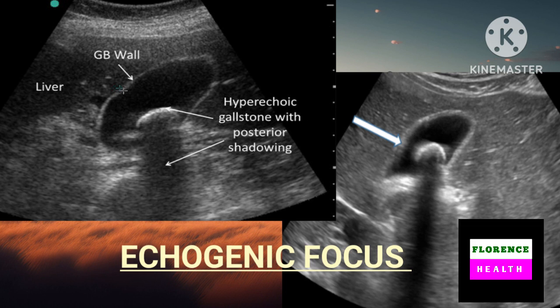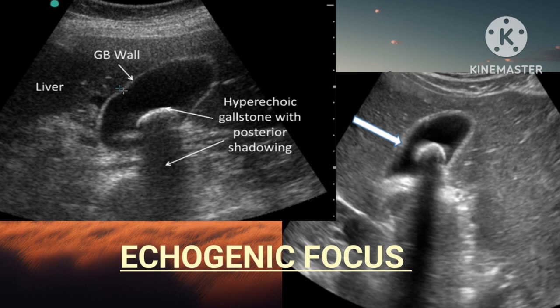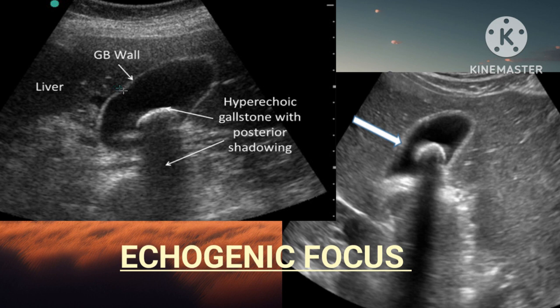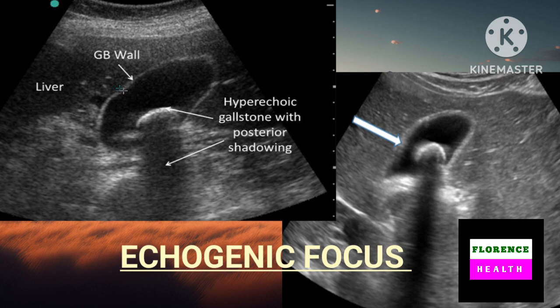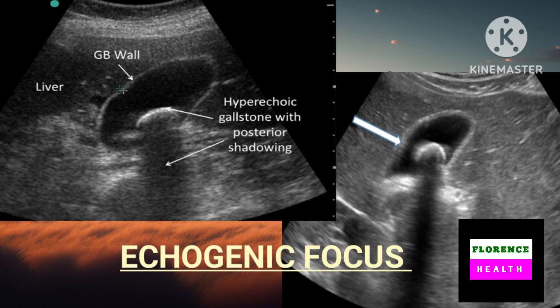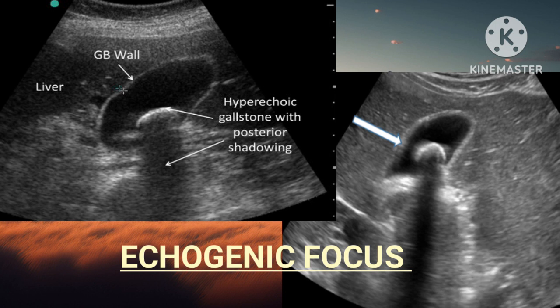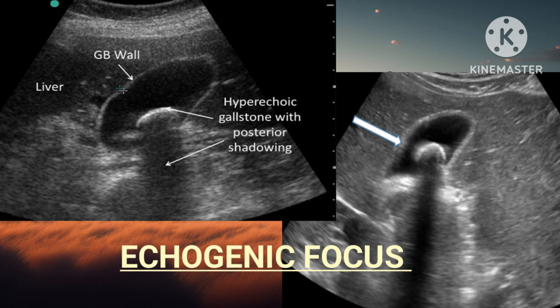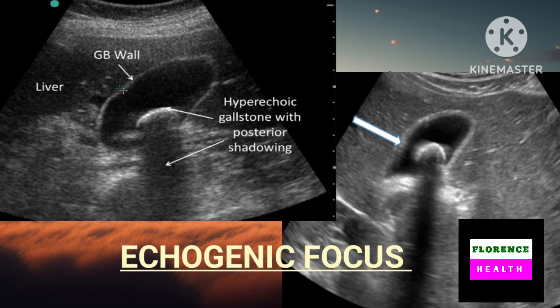This slide shows an echogenic focus inside the gallbladder. It may be a stone, a polyp, sludge, or a growth inside the gallbladder. But one thing is certain, there is an echogenic focus inside the gallbladder. Stone and very rarely sludge have posterior acoustic shadow, and in the rest of the cases there is no posterior acoustic shadow.